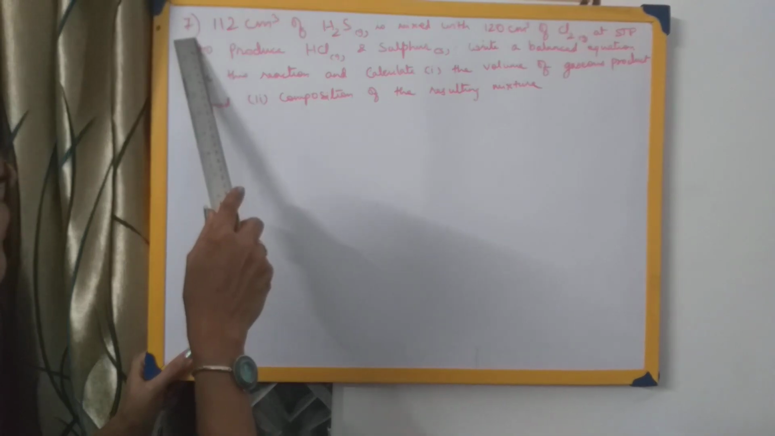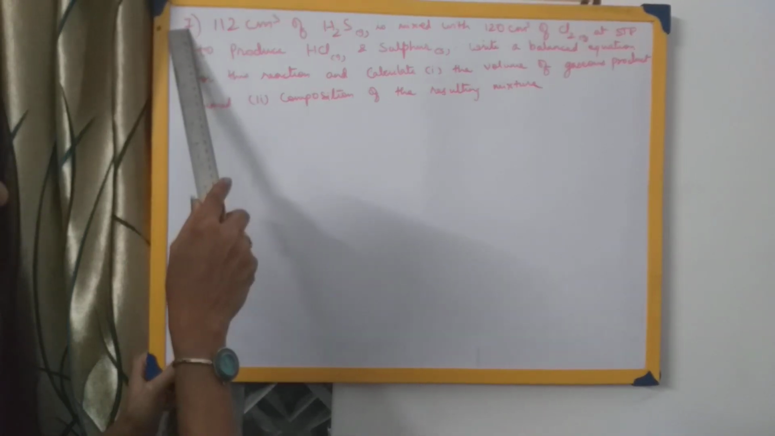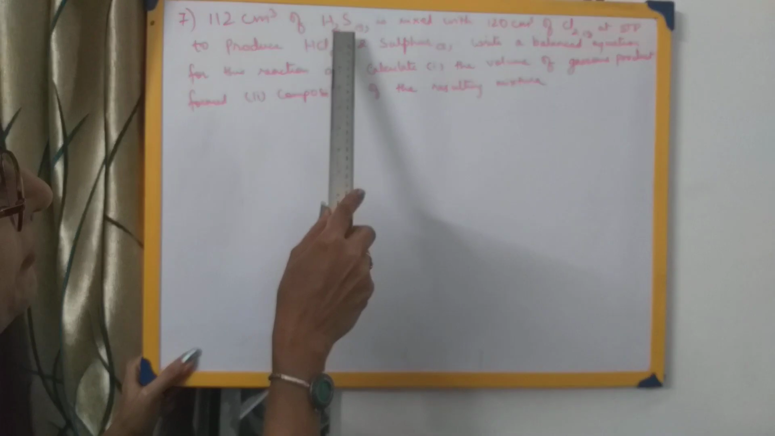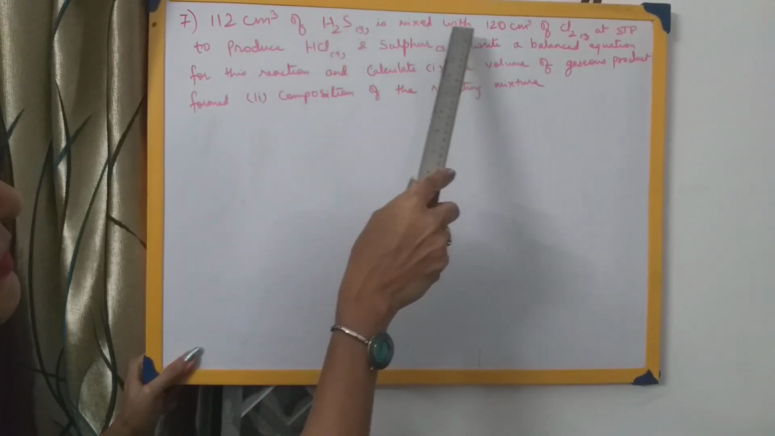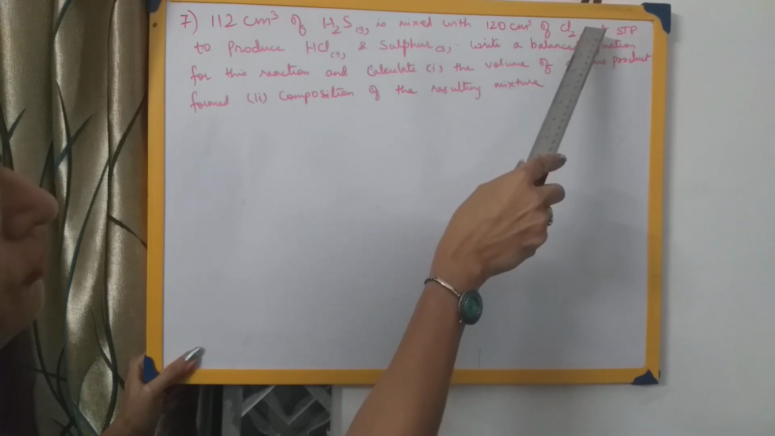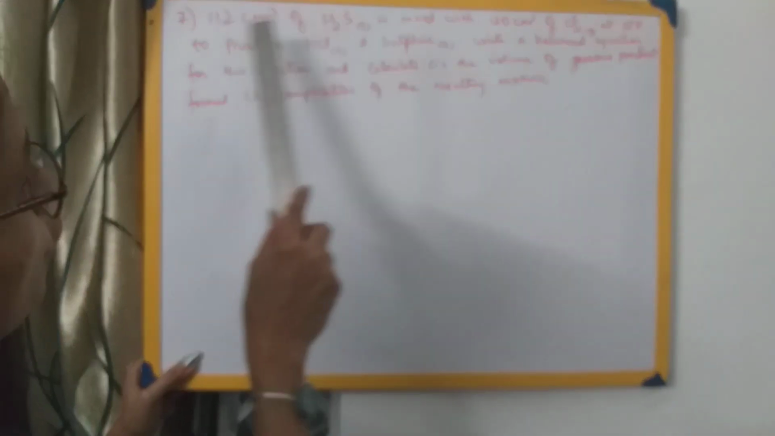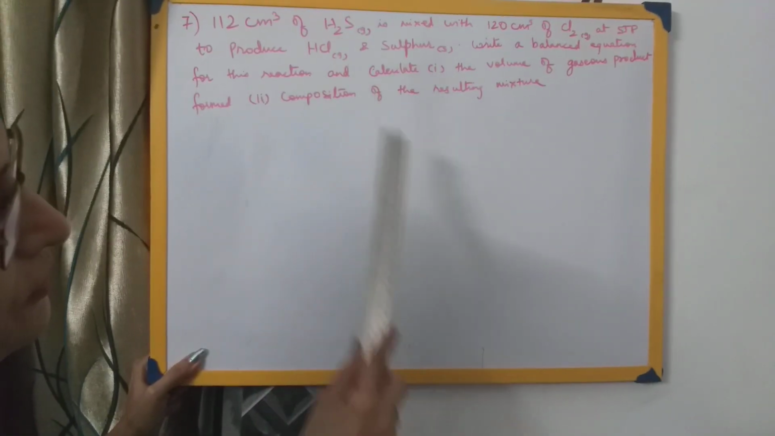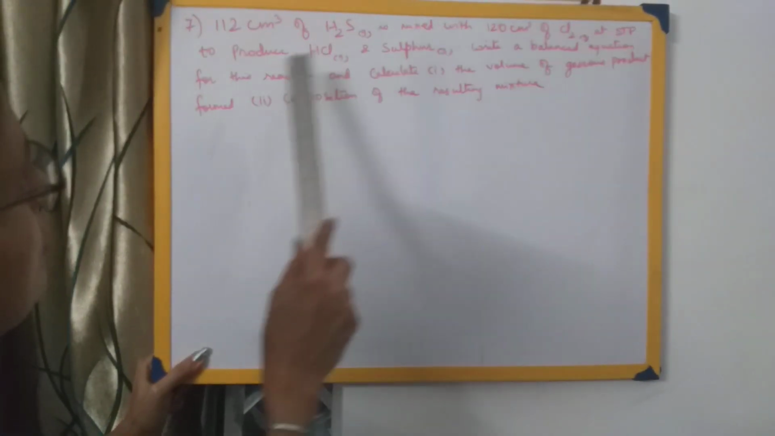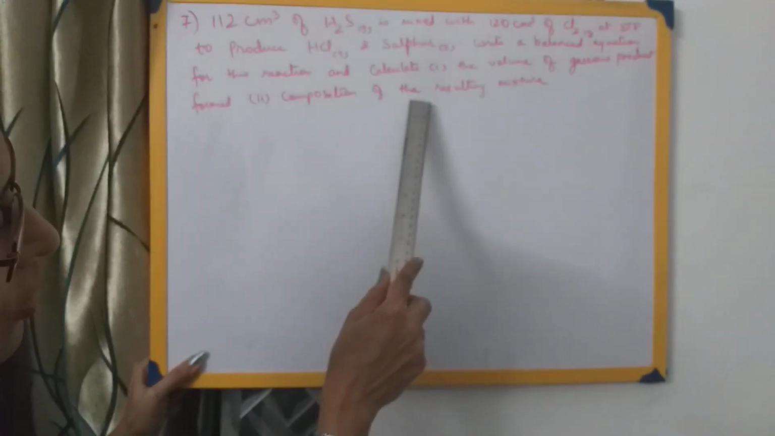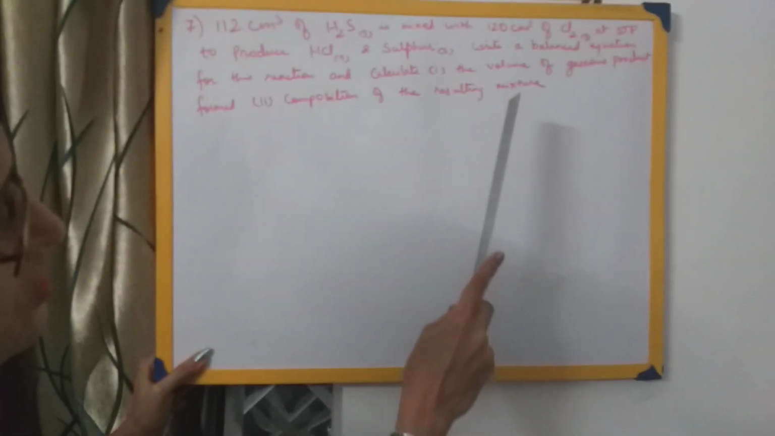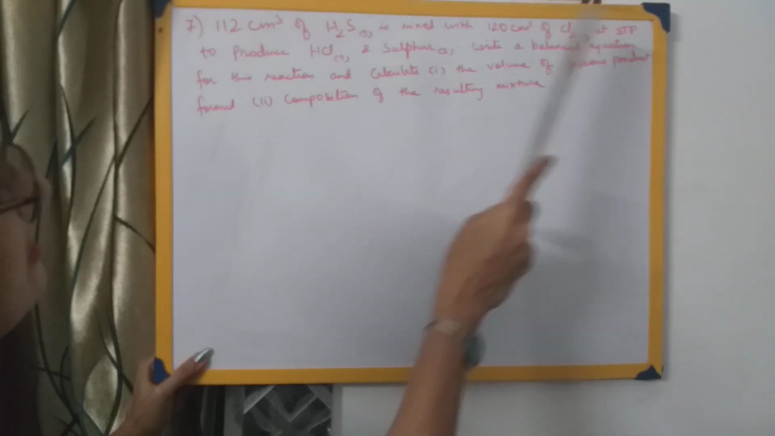Next question. Question number 7 from the same exercise, that is exercise 5A. 112 cubic centimeter of H2S, that is hydrogen sulfide, which is in the gaseous state, is mixed with 120 cubic centimeter of chlorine at STP to produce HCl and sulfur. Write a balanced equation for this reaction and calculate the volume of the gaseous product formed and composition of the resulting mixture. So our first step would be what? To write a balanced chemical equation.